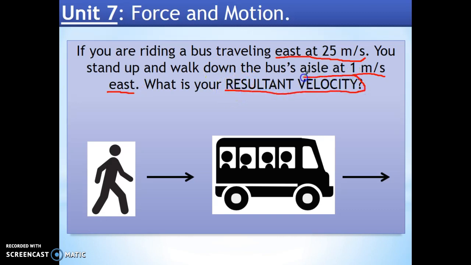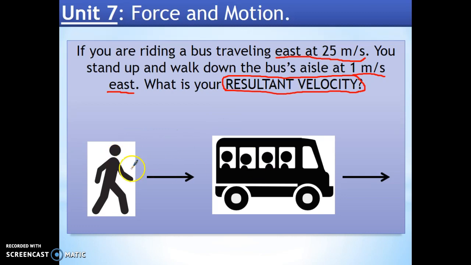So I posted a really good video. Professor Dave explains what reference point is, just to give you a better idea. So that's on my Weebly website if you want to check out what frame of reference is to help you understand what it means to have a resultant velocity. Sometimes resultant velocity is referred to as relative motion.